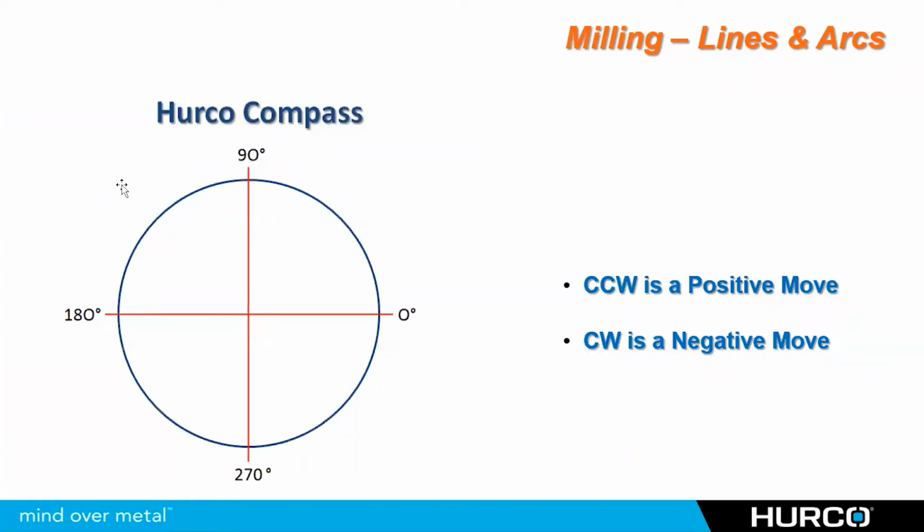When it comes to angles and things, we're going to use what we call the Hurco compass. It's no different than any other programming convention out there. 0 degrees is at 3 o'clock. We go counterclockwise for positive moves. And these are what we use when we determine what an angle is. If we go counterclockwise, it's positive. If we go clockwise, it would be negative.